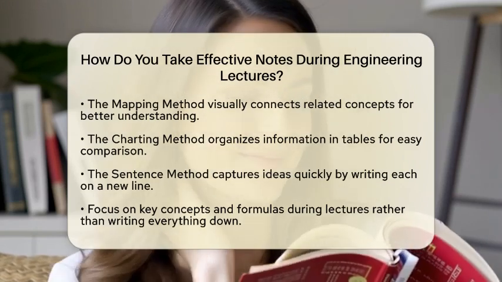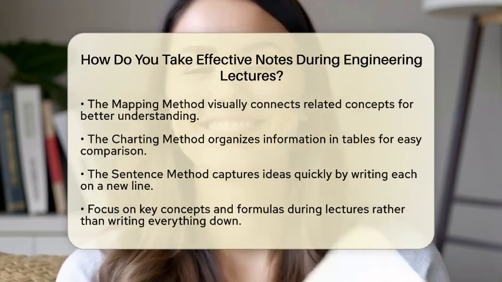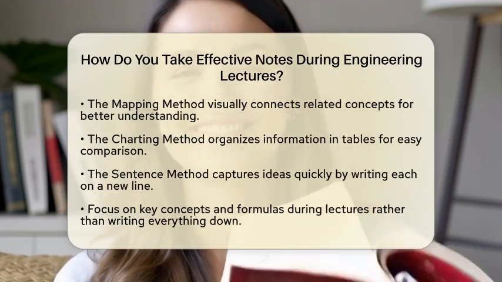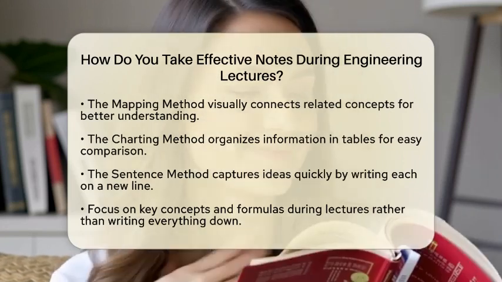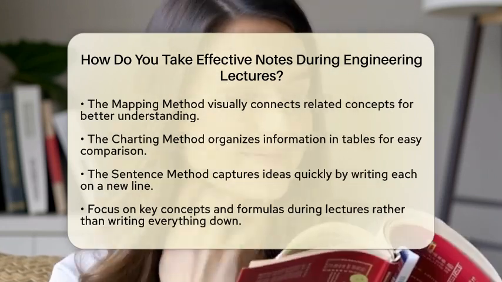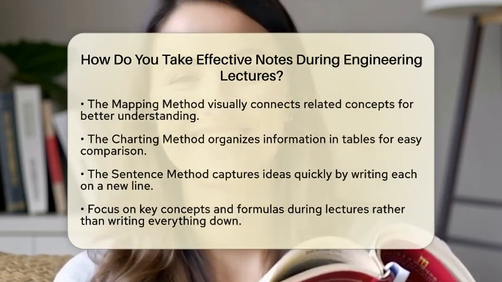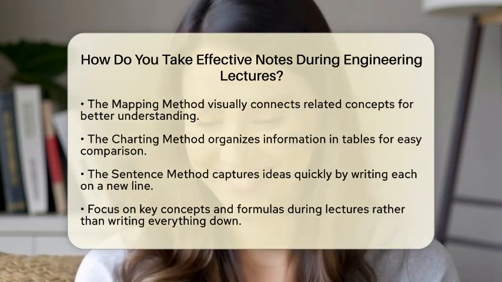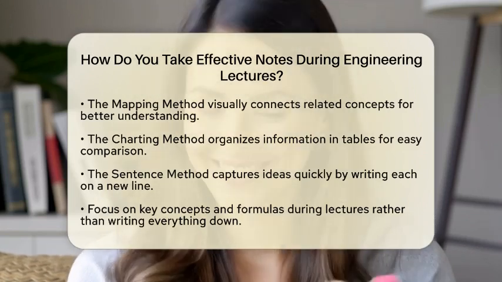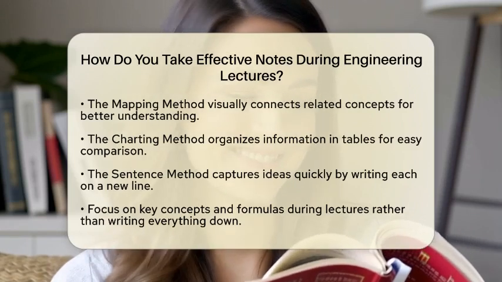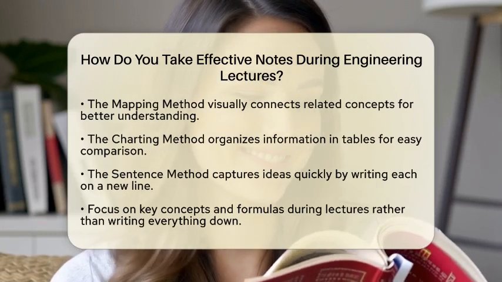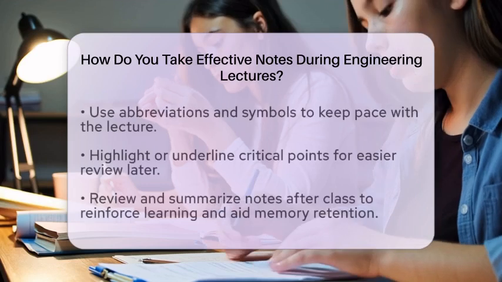Lastly, the sentence method captures ideas quickly by writing each one on a new line, which is useful for fast-paced lectures. During the lecture, focus on key concepts and formulas instead of trying to write everything down. Listen actively and identify the most important ideas, definitions, and examples. Use abbreviations and symbols to keep up with the pace. For instance, you might use the delta symbol for change or arrows to indicate relationships between concepts. Highlight or underline critical points to make them stand out for later review.